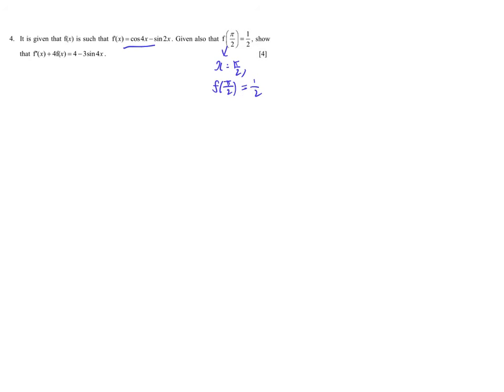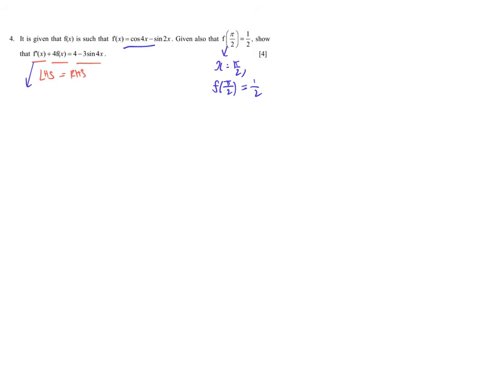So the objective of this question is to prove that the second derivative of f plus 4 times the original function f will give me 4 minus 3 sine 4x. So this is a proving question where we want to show that the left hand side will equal the right hand side. And this is a hybrid question per se.